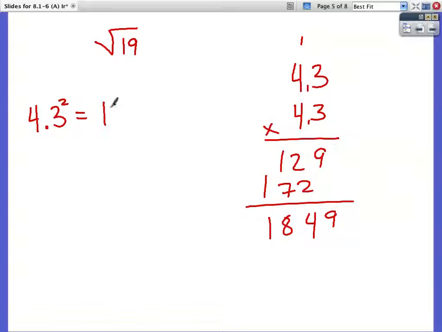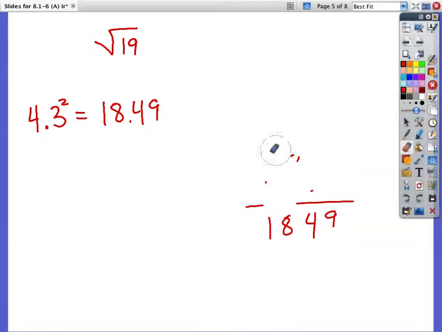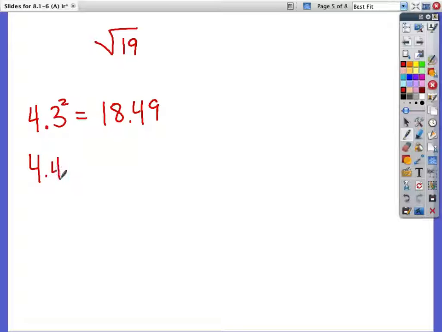Okay, cool. So this is 18 and 49 hundredths. That's slightly less than 19. We're getting close. I'm going to try 4.4 now and see if that's slightly more than 19. It should be, but I'm going to double check. Let's see what 4.4 squared is. Got to do the multiplication.